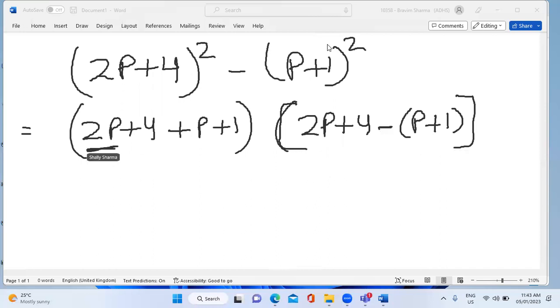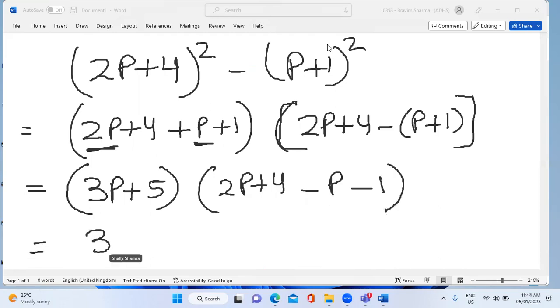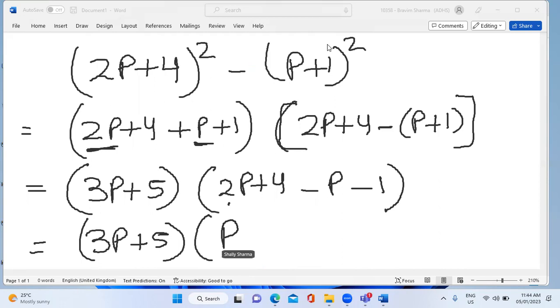Now here 2p plus p. See, in the question, you have to simplify it yourself. Sometimes it won't be written, but you always make sure whenever you solve a question, give the most simplified answer. So here it will be 3p plus 5. I am collecting the like terms and I got 3p plus 5. And in the second one, it is (2p plus 4) minus (p plus 1). So we got (3p plus 5) times (2p minus p is p, 4 minus 1 is 3, and it is positive). So this is the factorization.